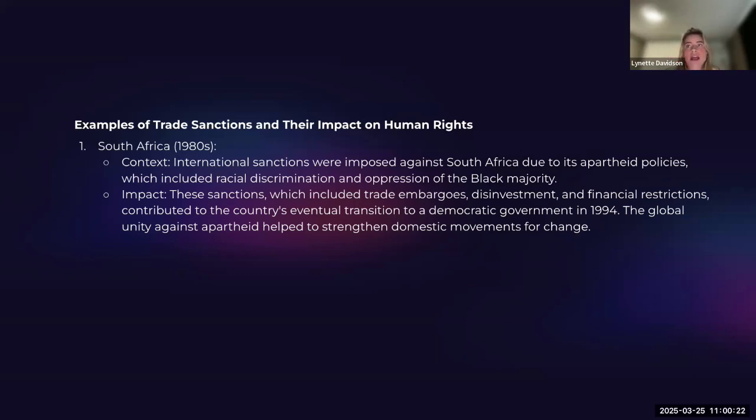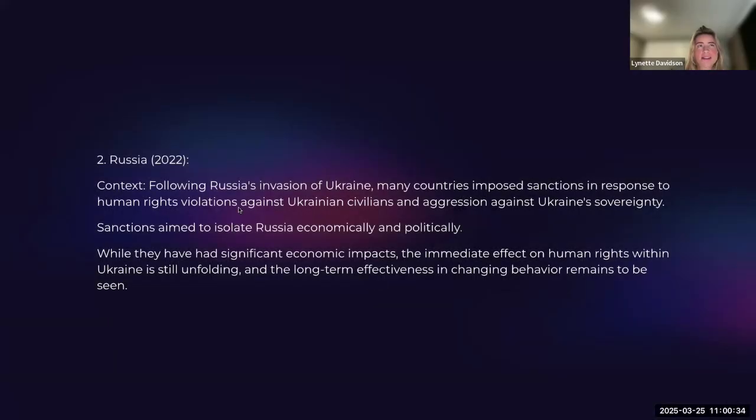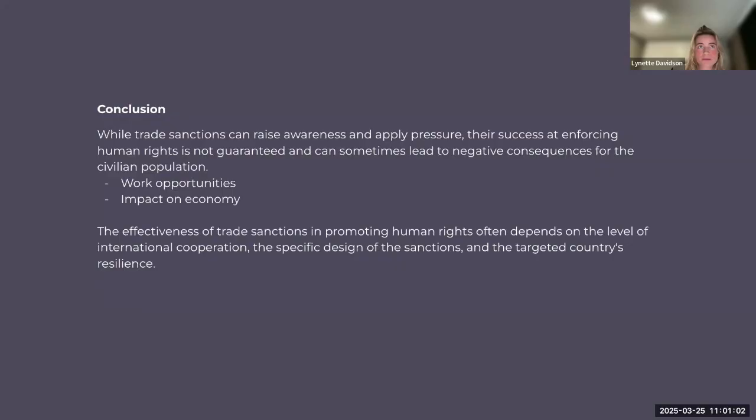However, it's a question whether you can measure its effectiveness, because that also depends on the parties involved that will allow the movements to change. The last example is Russia and Ukraine. Following Russia's invasion of Ukraine, many countries imposed sanctions in response to human rights violations. Even though we are aware of the significant impact on the economy, it can also have an immediate effect on human rights. And we still have to see what the effect will be in the long term, right?